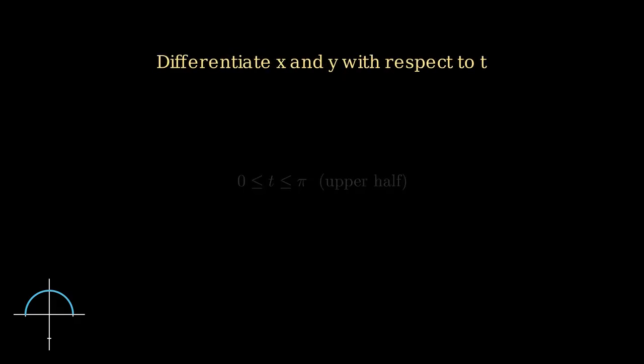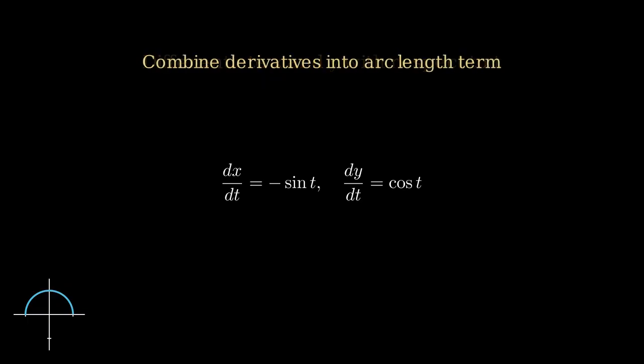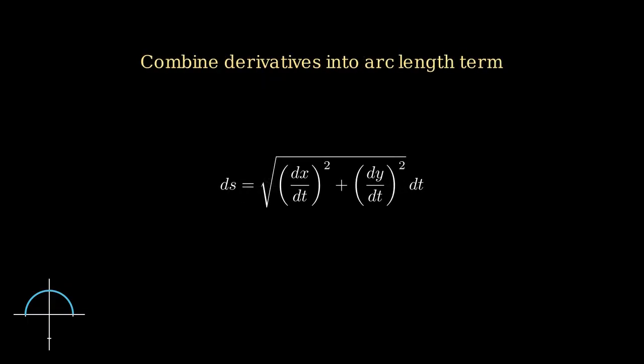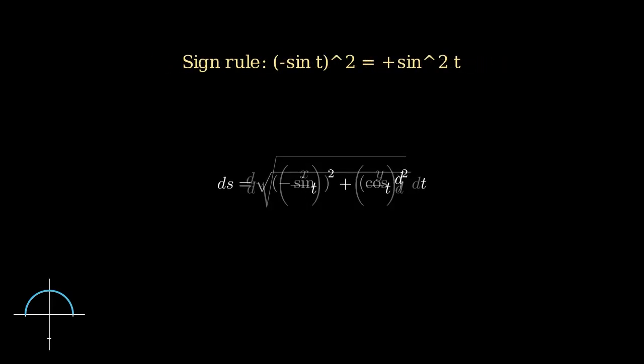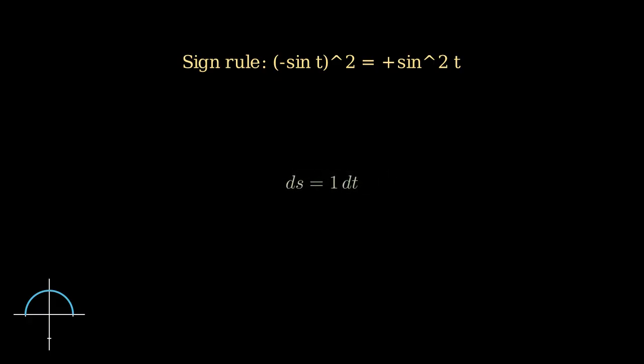Next, we find dx by dt and dy by dt. Differentiating, dx by dt equals negative sine of t, and dy by dt equals cosine of t. Now we build the arc length term. We need the square root of the quantity dx by dt squared plus the quantity dy by dt squared. That's the square root of negative sine of t squared plus cosine of t squared, which is the square root of sine squared t plus cosine squared t. By the Pythagorean identity, this equals the square root of 1, which is just 1.